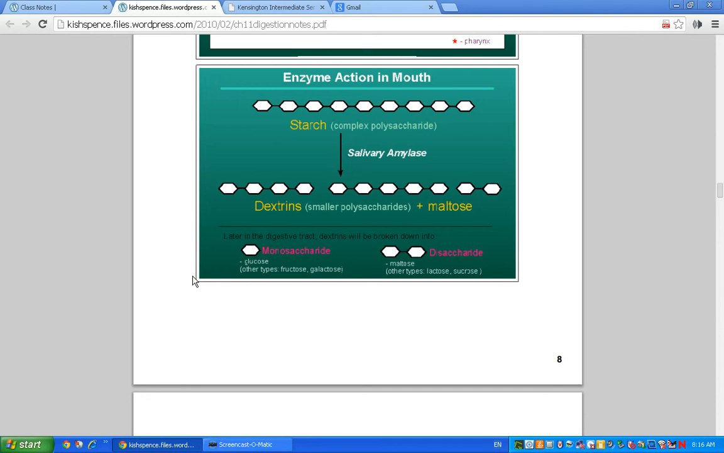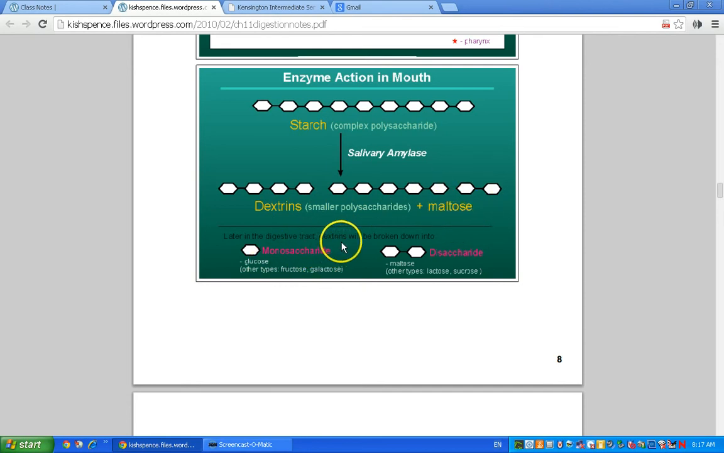But we will try. Okay, so starch is going to be acted on by salivary amylase. Other complex polysaccharides that we get from other food types would also be acted on by salivary amylase, with the exception of cellulose, because our enzymes won't break down cellulose. So we'll talk about it a little bit later. But salivary amylase breaks down complex polysaccharides into smaller polysaccharides called dextrins and disaccharides like maltose.